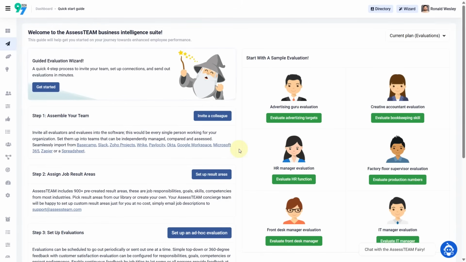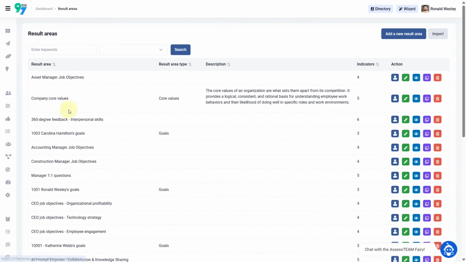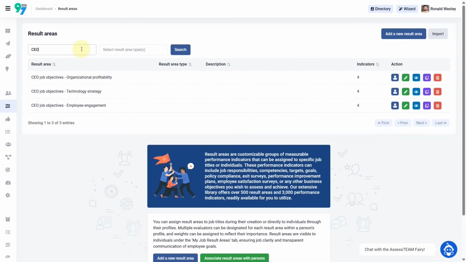Begin by clearly defining specialized KPIs tailored explicitly to the CEO's responsibilities. Focus on metrics such as organizational profitability, technology strategy, and employee engagement. These KPIs are more than numbers. They are your compass for enhancing your CEO's strategic thinking and visionary leadership skills.